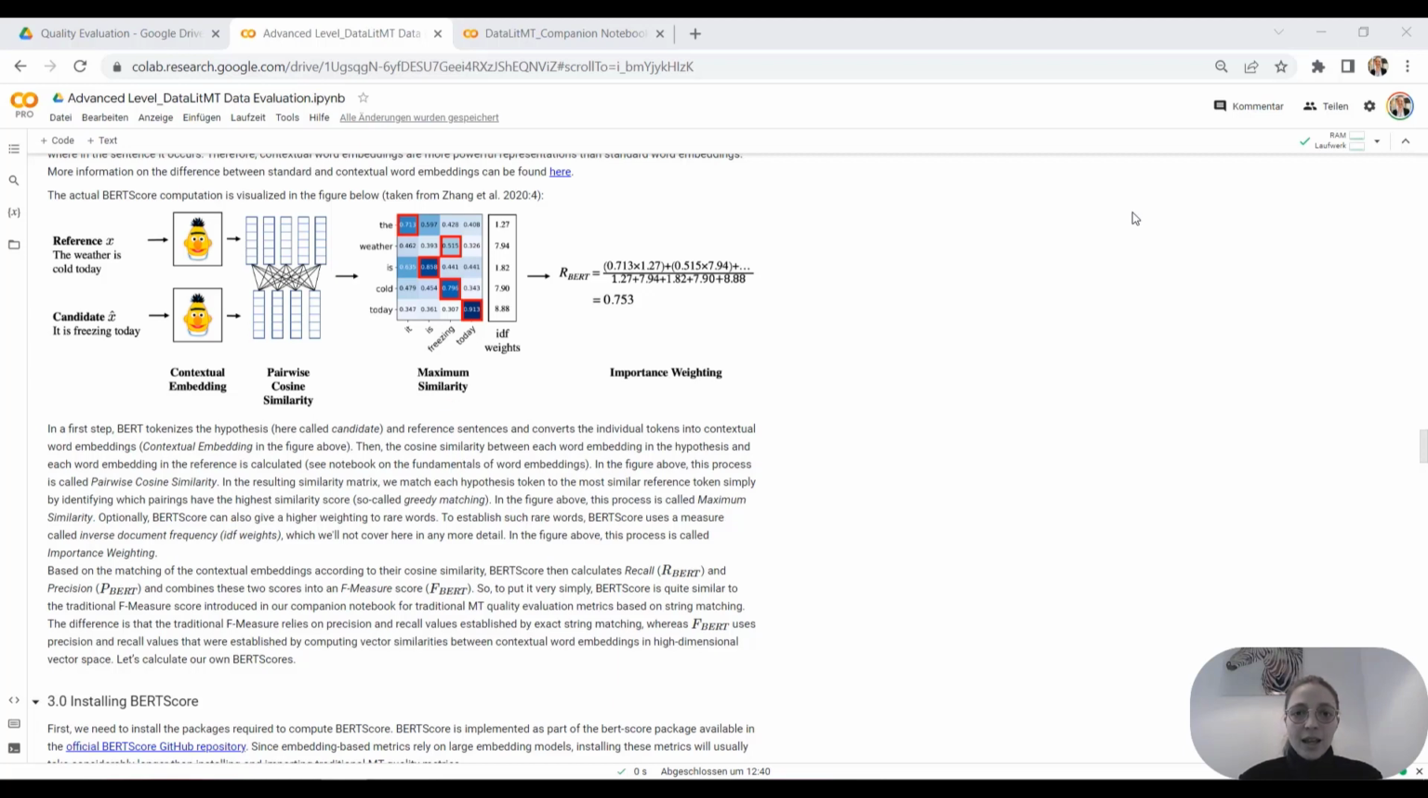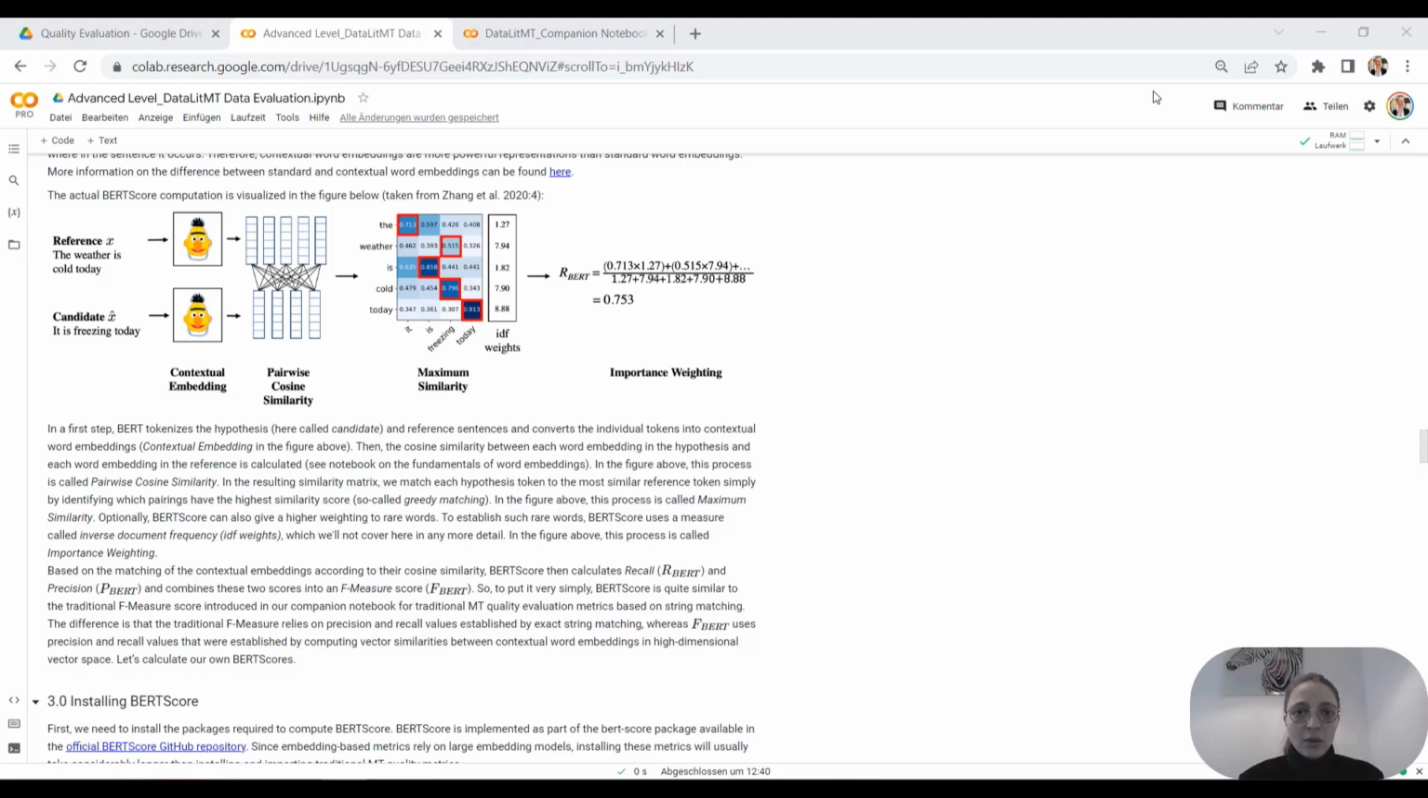And then based on the matching of the contextual embeddings, according to the cosine similarity that's calculated here, BERTScore calculates a value for recall, for precision, and then combines these two values to calculate an F-measure score. These concepts are also discussed more in the string matching companion notebook, where we discuss recall, precision, F-measure, but here they are BERTScore specific. The final BERTScore would be this F-measure score, and we will show that in the example below.